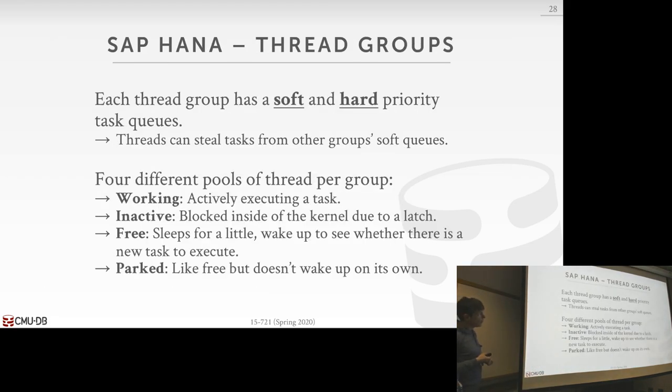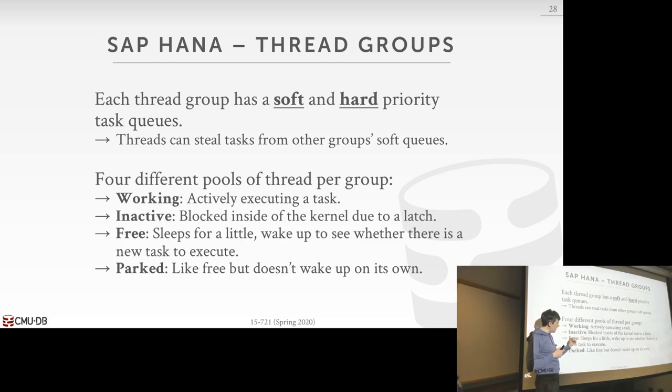So as I said, we have a soft queue and a hard queue. Threads are allowed to steal tasks from other soft queues, and from the hard queues you're not allowed to do that. And then within a group, we're going to have four different pools that keep track of what types of threads we have running. A working thread is one that's actively running a task that it pulled from some queue. It doesn't matter what queue it came from, we know that it's processing something. We have an inactive thread, where we know we're blocked in the kernel due to some latch, and at some later point it'll get woken up.